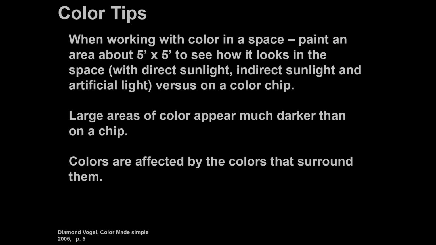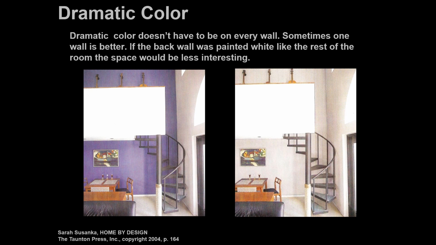Look at it in indirect sunlight. Look at artificial light and compare that to the color chip. Larger areas of color will appear darker than what's on a chip, and colors are affected by those around them as well. A touch of color might be what a space needs.